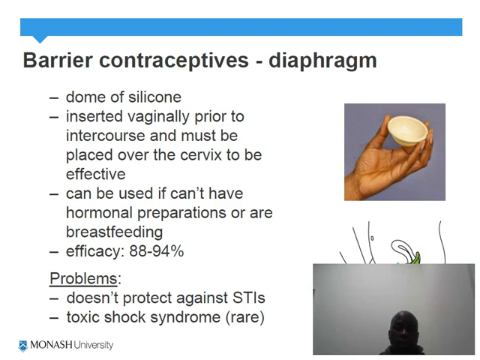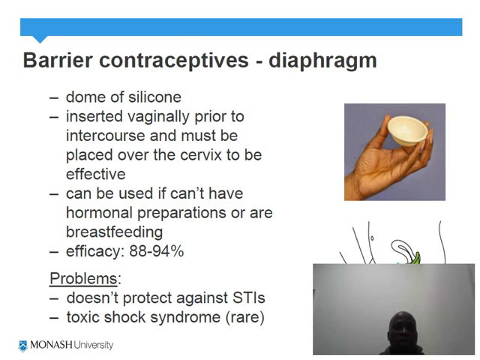And then there is a second type of barrier contraceptive for females called the diaphragm. This is a dome-shaped device made of silicone, and it is inserted vaginally before sexual intercourse and placed under the cervix to be effective. Basically, when you leave it, it blocks the cervix opening. It blocks the entrance of the cervix, preventing sperms from entering the cervix. Basically, that's how it is.